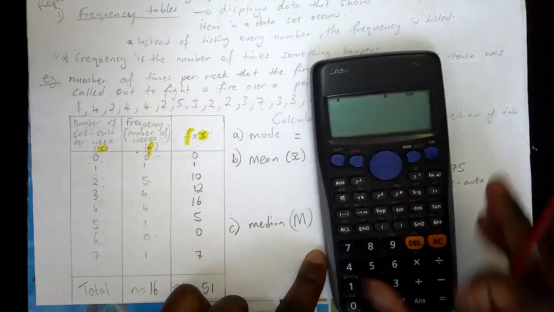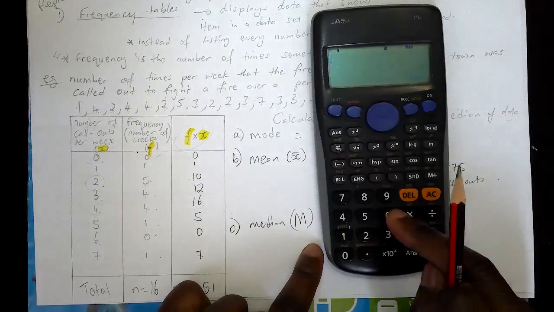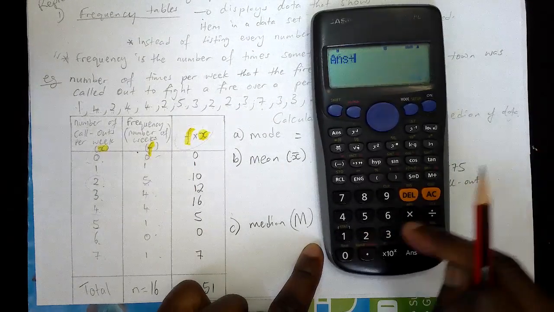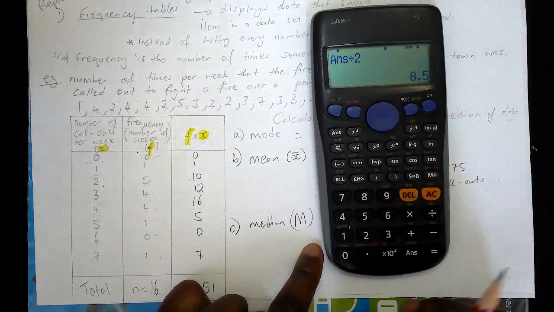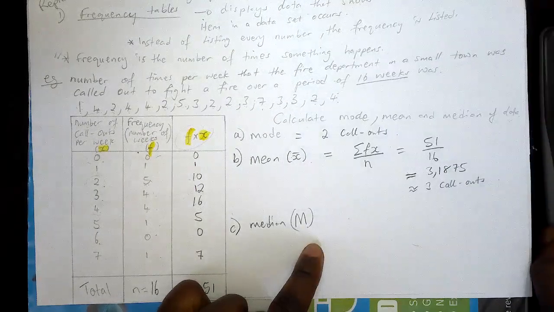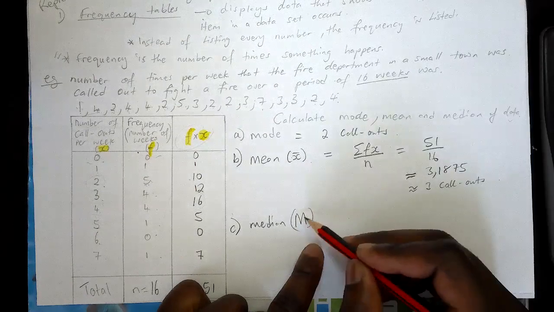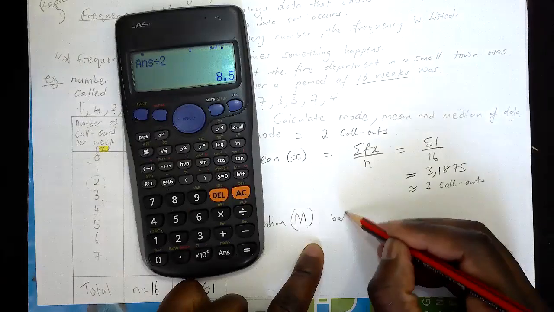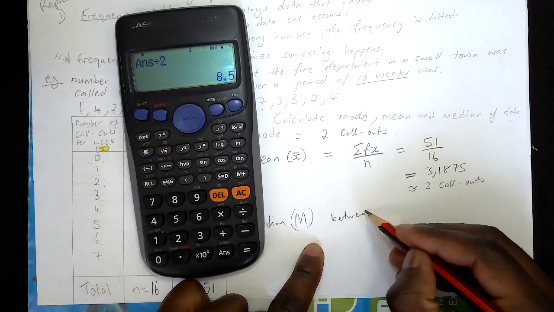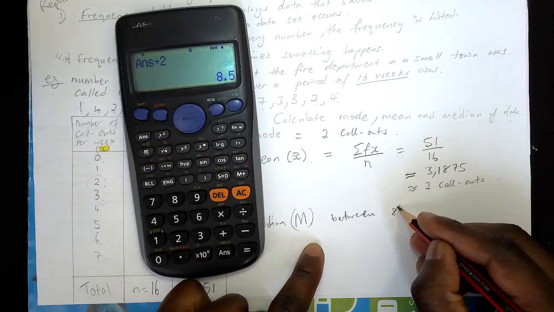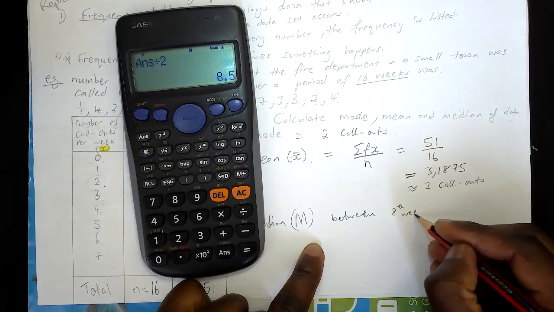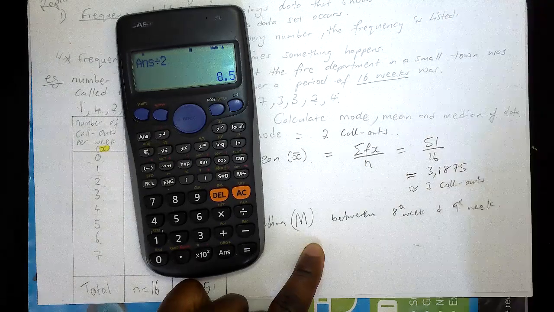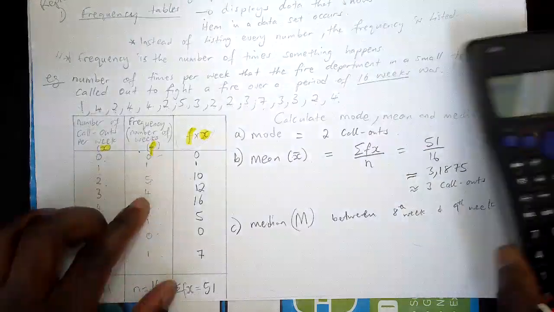Now, with the median, we say n plus 1 to find the position. So 16 plus 1, we divide by 2. This will give us the position. So it's actually between 8 and 9. So our median is between the 8th week and the 9th week.